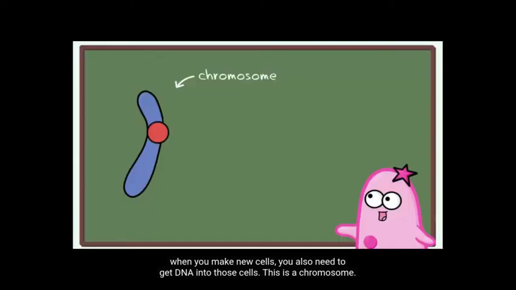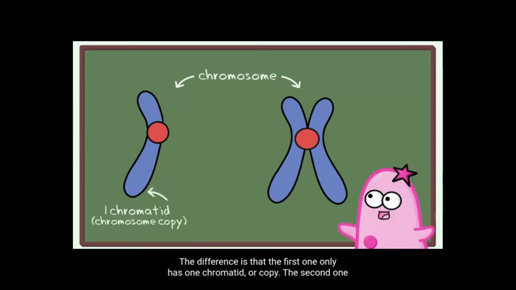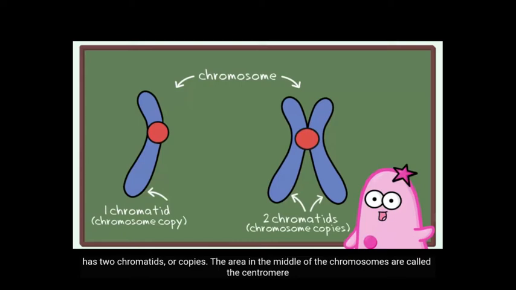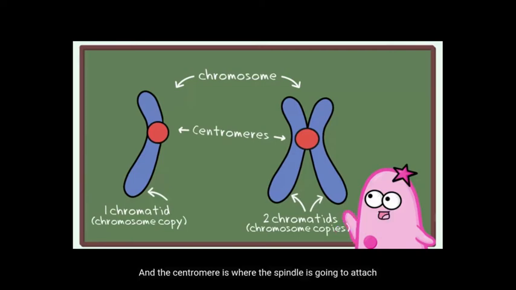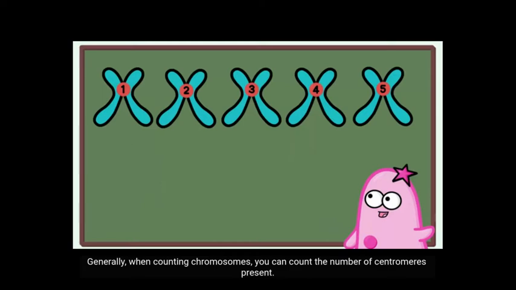This is a chromosome. This is also a chromosome. The difference is that the first one only had 1 chromatid, or copy, and the second one has 2 chromatids, or copies. The area in the middle of the chromosomes, this is called a centromere, and the centromere is where the spindle is going to attach. And that's kind of a big deal because that's how you're going to move the chromosomes during any division process. Generally, when you count chromosomes, you can count them by the number of centromeres present.